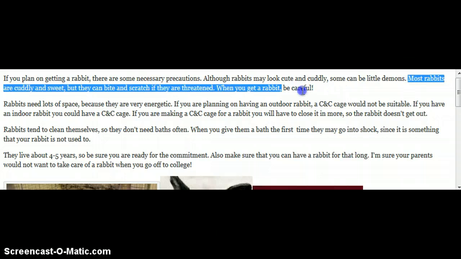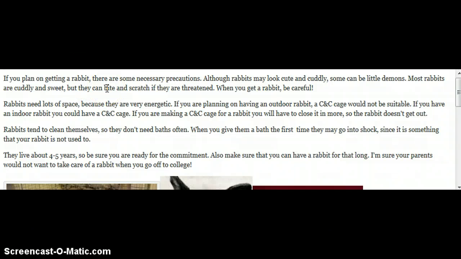The other time you can connect with a comma is as you've done here. Most rabbits are cuddly and sweet. Is that a complete sentence? Yeah, absolutely. They can bite and scratch if they are threatened. Is that a complete sentence? Yeah, absolutely. Now you combine them with a conjunction, because you're saying, although this first part's true, this second part is also true. And so because you combine those with a conjunction and they're both complete sentences, you put a comma there. All right?